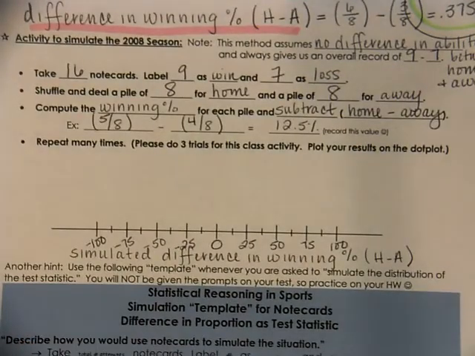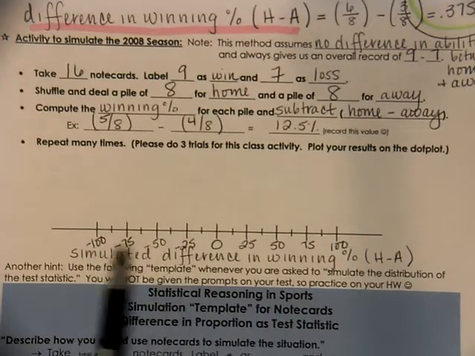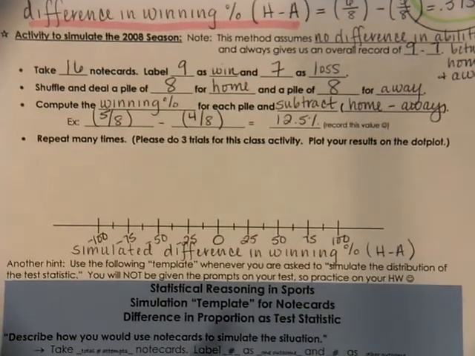And the reason why negative numbers make sense here, negative numbers would be if in the simulation, in the trial, the team actually did better on the road or in their away games than in their home games. So that is a possibility here. So that is important to have the negative values listed. That is definitely a possibility here.